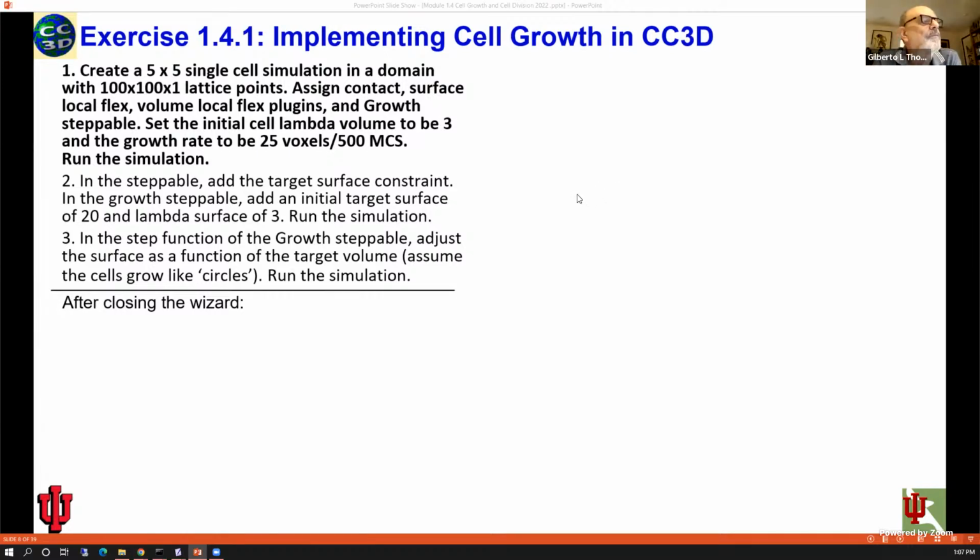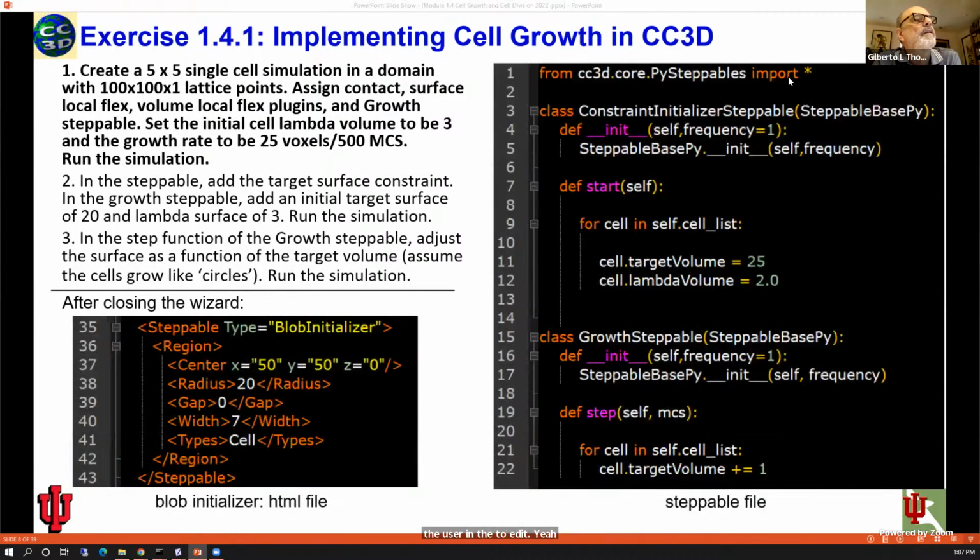I think it's okay. I will show you here after everybody closes the wizard in the two edits. This is what we see after closing the wizard. So you identify here the places you have to change to finish building your simulation, to change the lambda volume to 3 and the growth rate to 25.